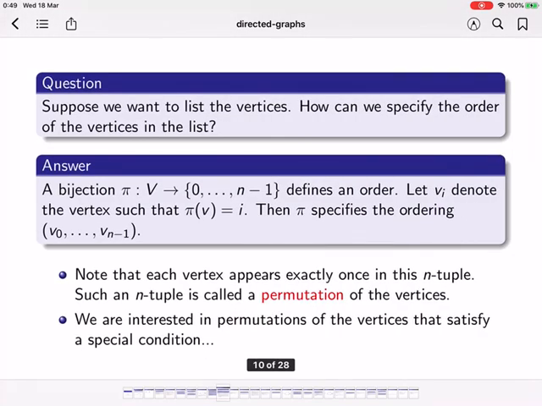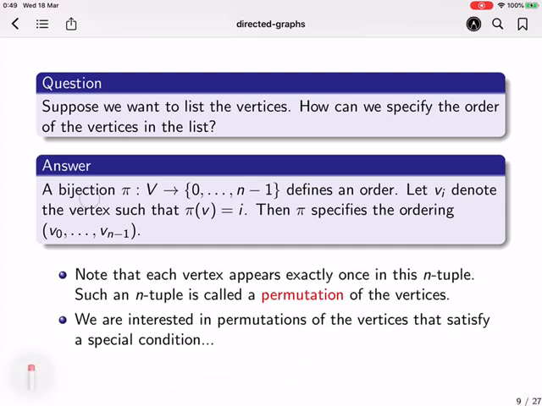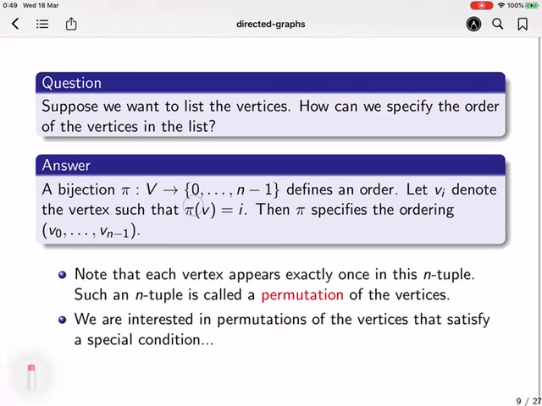Okay, so now what we want to do is see how we can list the vertices, how we can specify an ordering over the vertices of a directed graph. And this is done by introducing a bijection. Bijection, I will remind you, is a one-to-one and onto function from V, the set of vertices, to the set 0, 1, 2, 3, up to n minus 1, where n denotes the number of vertices in V.